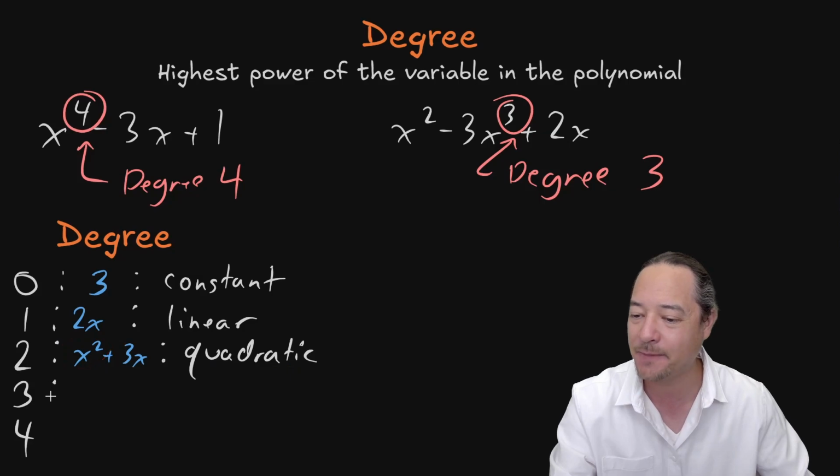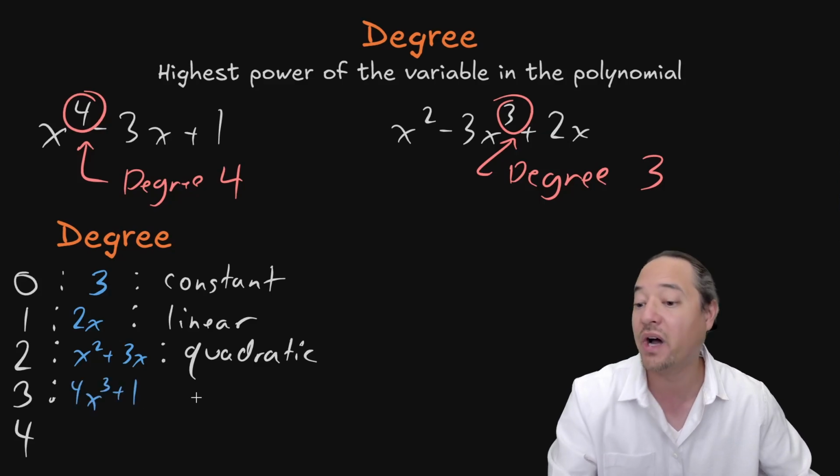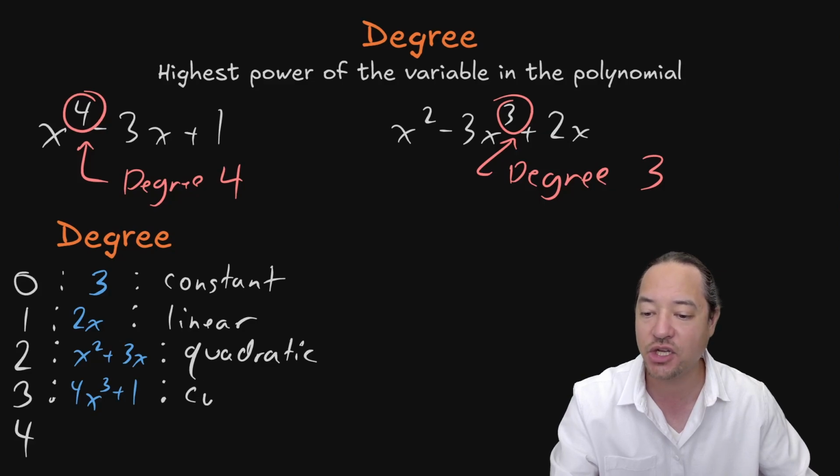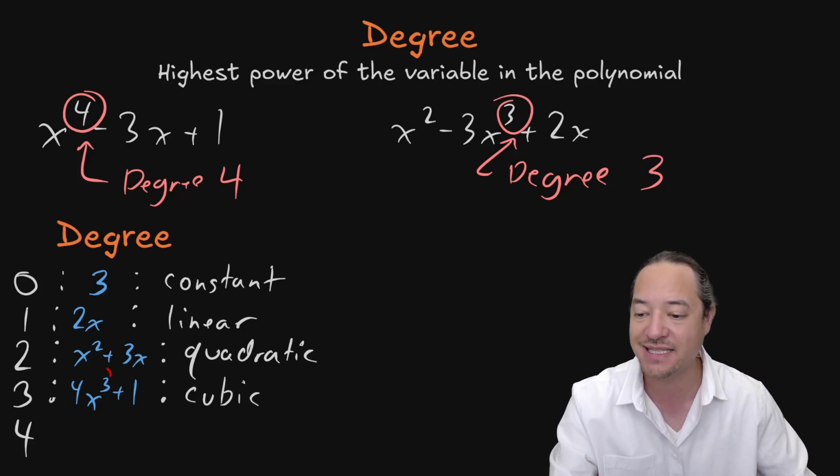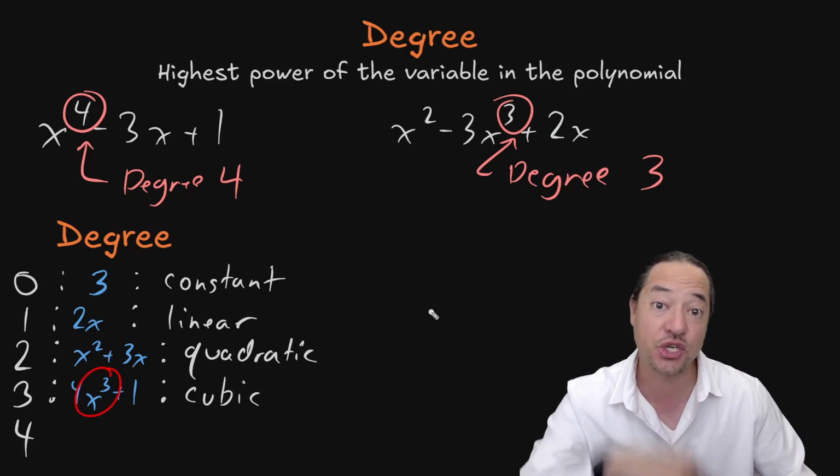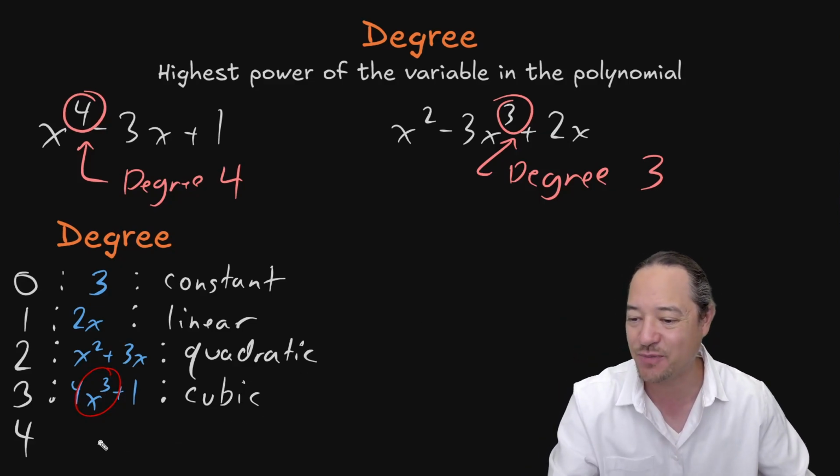That's the habit here. Now, if you have a polynomial of degree 3, well, that's going to be something like, I don't know, 4x cubed plus 1. Okay, here's a degree 3 polynomial, and we can call this a cubic polynomial because the highest term here is cubed, right? So that one actually does make sense.